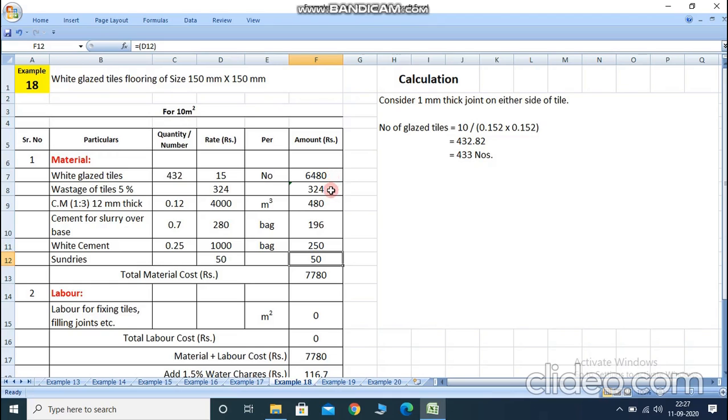So now the total amount is 6480 plus 324 plus 480 plus 196 plus 250 plus 50. We get the final total material cost as 7780 rupees.